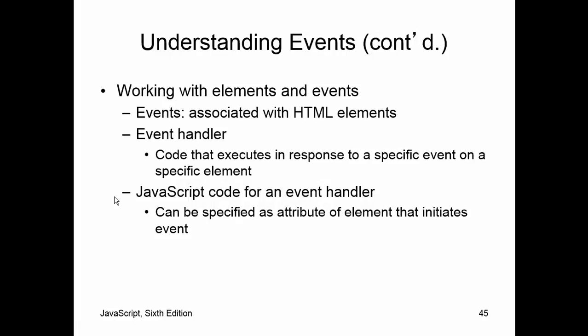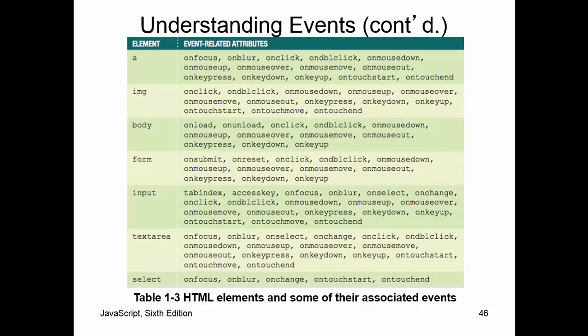All right, so in order to work with events, you have to create what's called an event handler. As it says right there, an event handler is code that executes in response to a specified event on a specific element. All right, and that code will be written in JavaScript. So here are different events. So for an anchor tag, for example, which is an A tag, these are all the different events that correspond to it. For an image, these are the different things. For a form, these are the different things, etc. You notice they all have the word on in front of them. All right.